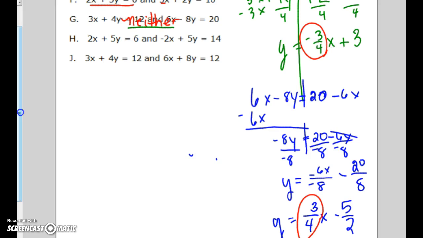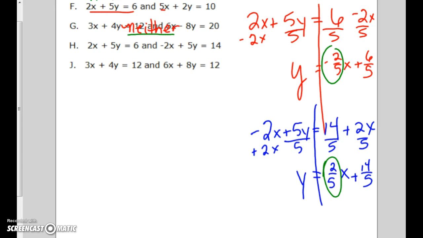So Ms. Burns, if you'll pause for H. Okay, and for the next one, I went through and solved, and I found out that the slope for the top one is negative 2 over 5, and the slope for the bottom one was 2 over 5, so again, that one is neither.